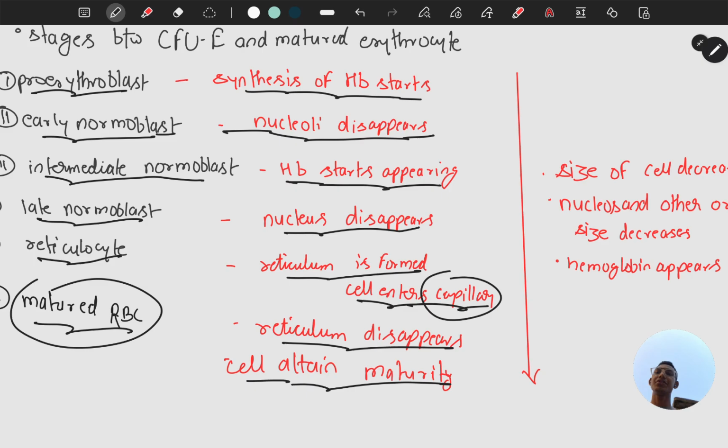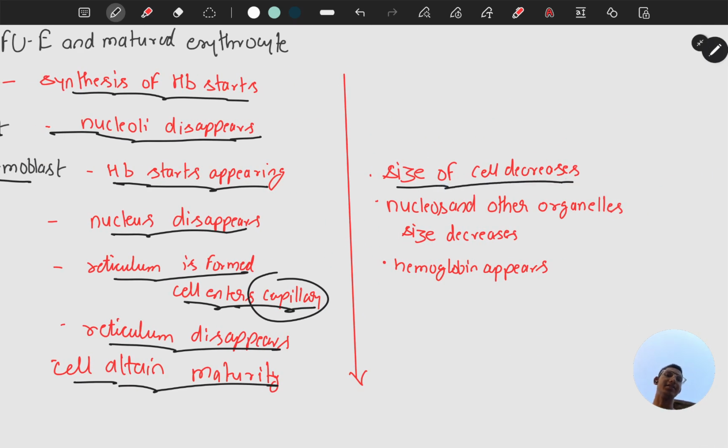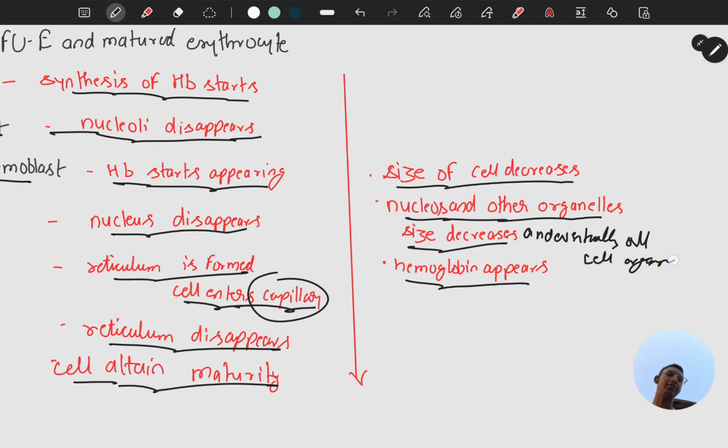The common trend from proerythroblast to matured RBC is that cell size decreases, and nucleus and other organelle size decreases. Hemoglobin appears, and eventually all cell organelles get lysed.